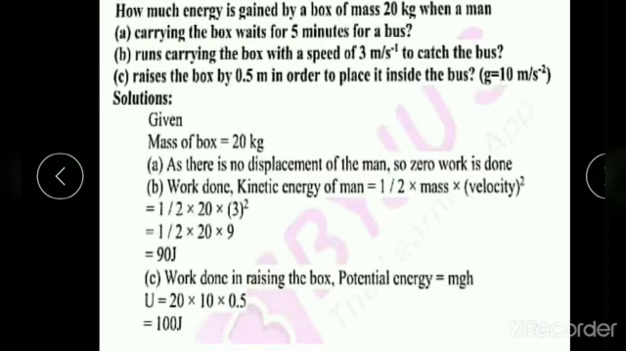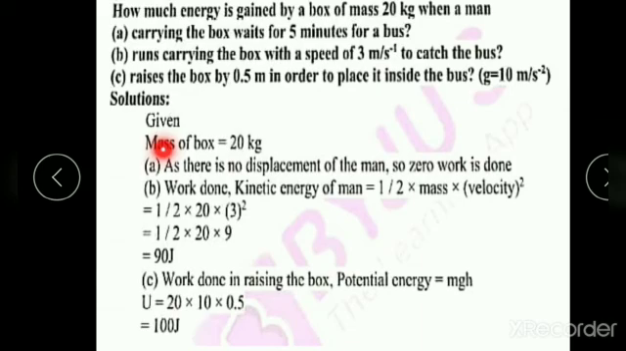We'll see one more example. How much energy is gained by a box of mass 20 kg when a man carrying the box, first, waits for 5 minutes for a bus; second, runs carrying the box with a speed of 3 meters per second to catch the bus; third, raises the box by 0.5 meter in order to place it inside the bus. Take the acceleration due to gravity g as 10 meters per second squared.